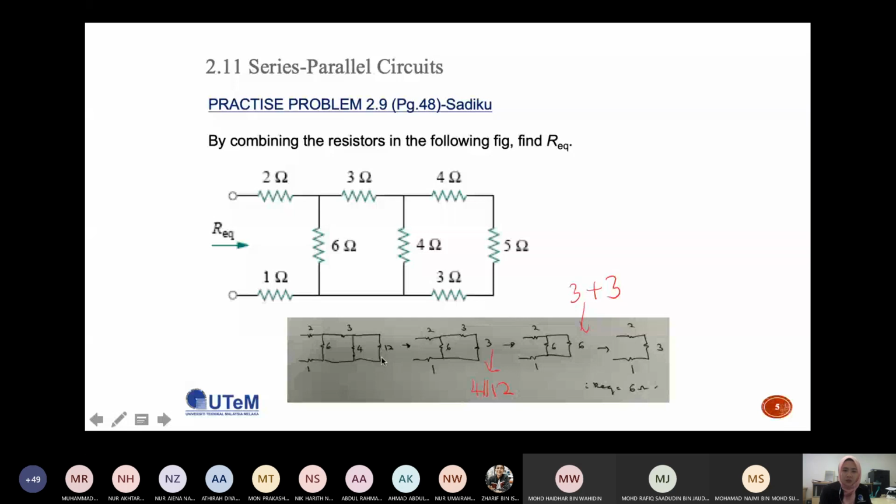Okay, so next, from this circuit, you can see that the 4 ohms and 12 ohms here are in parallel. So please calculate the R equivalent 2, where 1 over 4 plus 1 over 12.